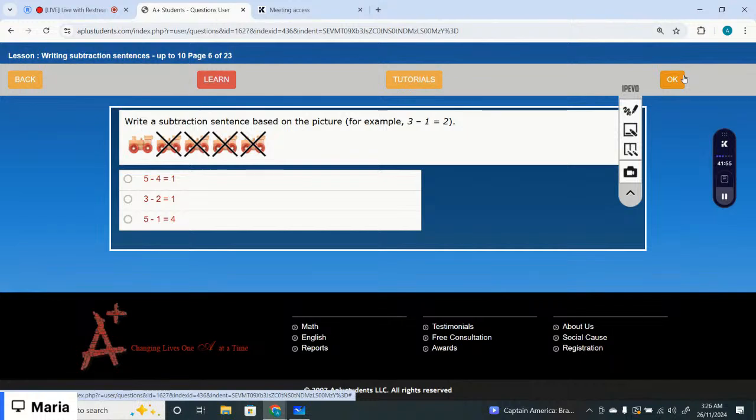Write a subtraction sentence based on the picture. So which is the correct option? 5 take away 4. The correct option is 1. Option number 1 is the correct option. 5 take away 4 is 1.